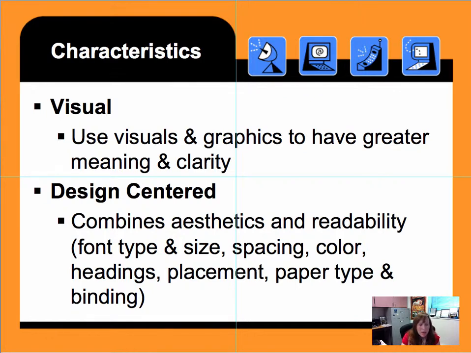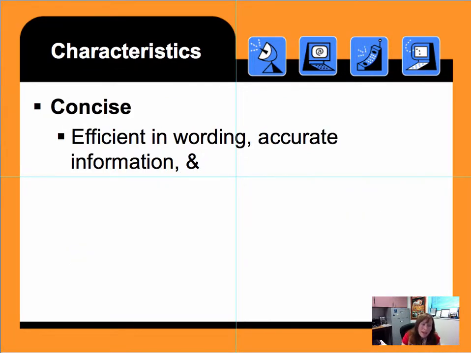And you need to think not only about what you are saying to readers, but how the information looks to your readers. You'll make choices about headings, colors, font sizes, font types, placement of visuals, and paper types and bindings. These choices can make your document effective and provide the information your audience needs. And lastly, concise language is a characteristic of workplace writing style. You need to eliminate unnecessary words or phrases in your document to be more efficient.